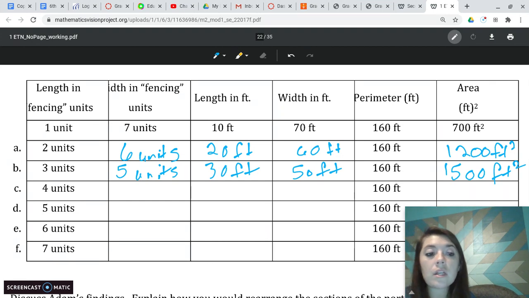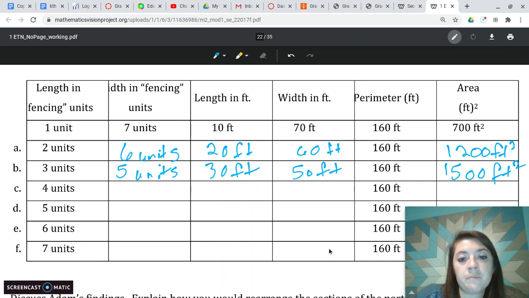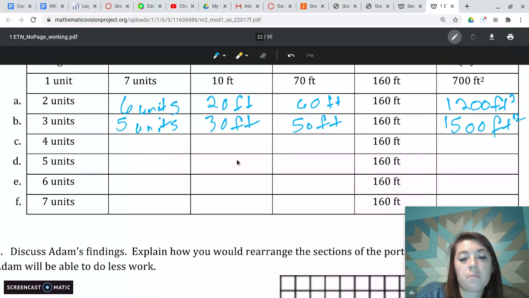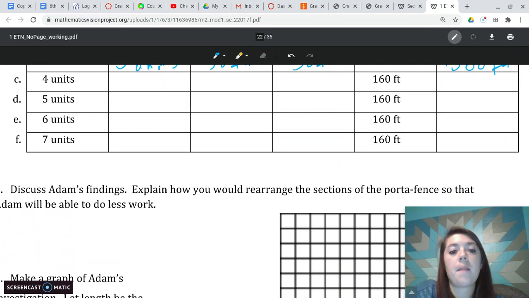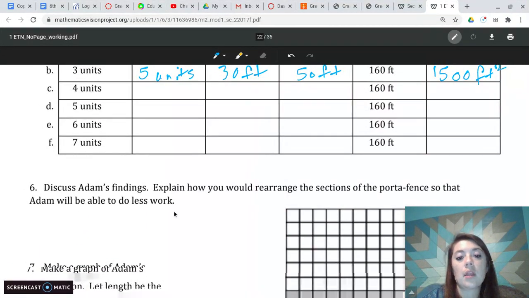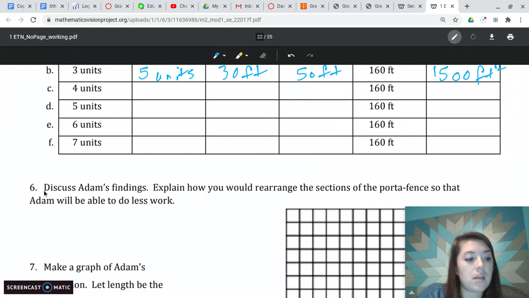Now, you guys are going to complete C, D, E, and F, so you're going to keep going through here and finishing the rest of these off. Remember, they're all going to have that perimeter 160 feet, and then you need to calculate the area, okay? And that's just multiplying your length and width together. So then based on this table, you're going to answer number 6.